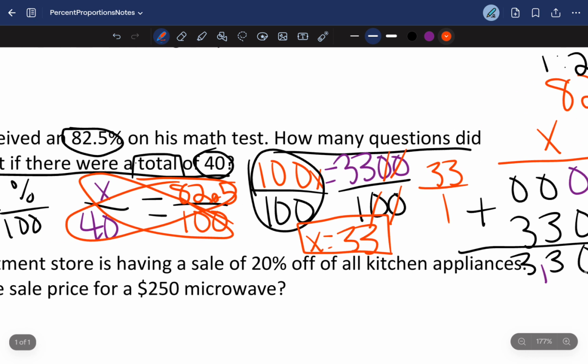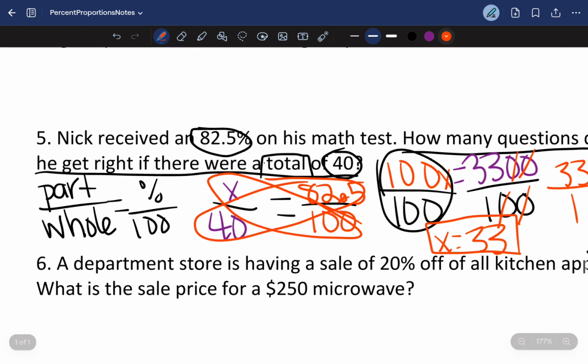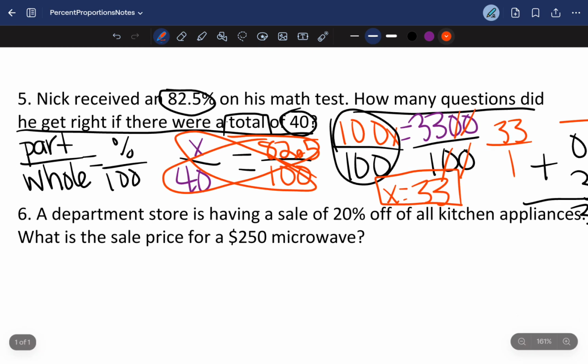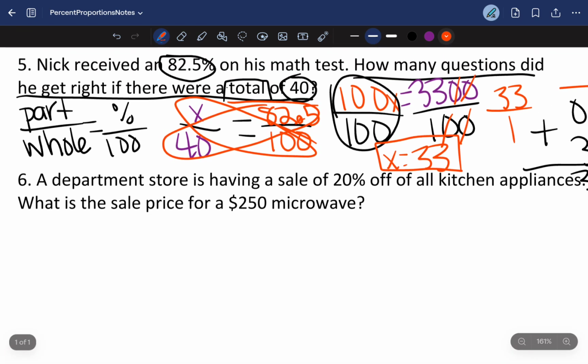Okay, and then let's take a look at number 6. So number 6, it says a department store is having a sale of 20% off all kitchen appliances. What is the sale price for a $250 microwave? Okay, so first off, let's go ahead and circle those numbers. So we have the key numbers. So we have 250 and 20%.